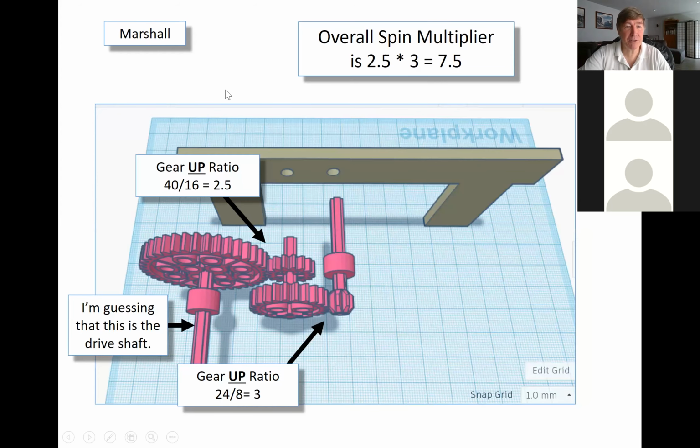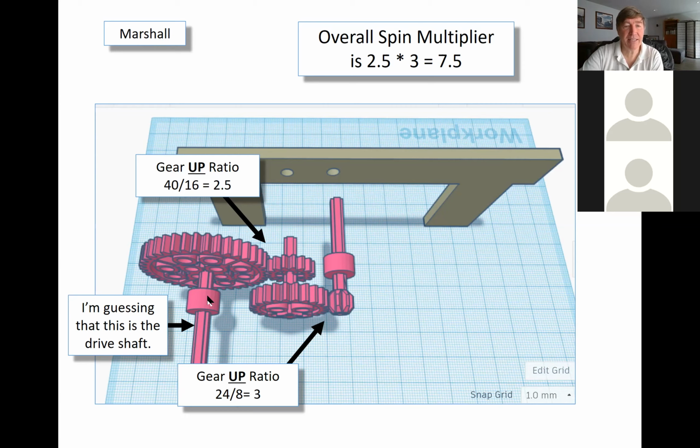Okay, so here's Marshall's creation. All right. So Marshall, when he sent me the overall gear thing, he didn't include the support structure with that. He sent it separately, which is okay. Not a problem. And also he didn't put the drive handle on. So I had to guess at which one of these shafts was the drive shaft and which one was the output shaft. So I guessed that this one was the drive shaft.